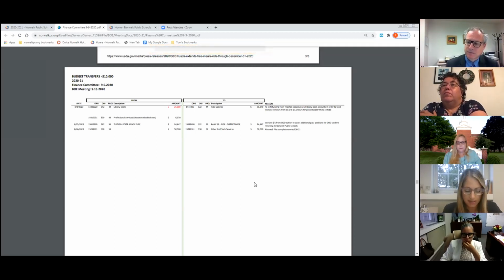And then the last one is to transfer money in the testing area from equipment to other professional services related to the Ames Web Plus Complete, which is reading and math assessment. It's a web-based testing assessment area. So that was a little over 50,000. And just a note going to the board, the org number had a transposed number in there, so we just corrected that for the board, just so you know.